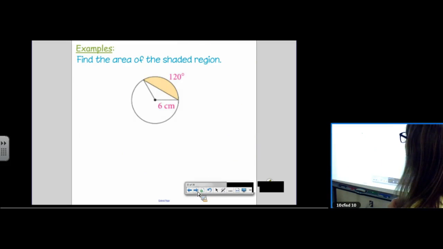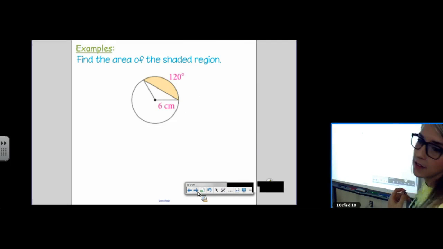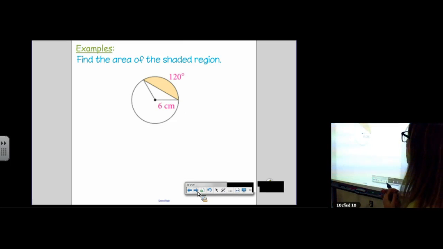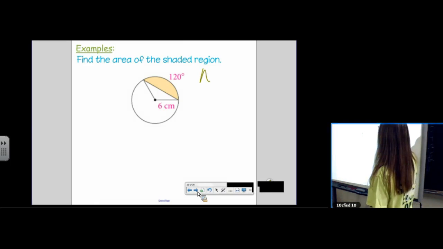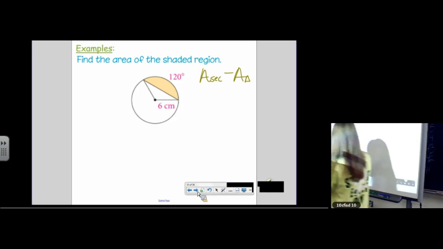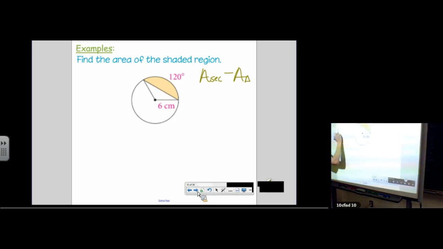Last problem of the day. Find the area of the shaded region. That is a segment. So we're going to do the area of the sector minus the area of the triangle. Area of the sector first. Area of the sector over 36 pi equals m over 360. Wow. 36 degrees.